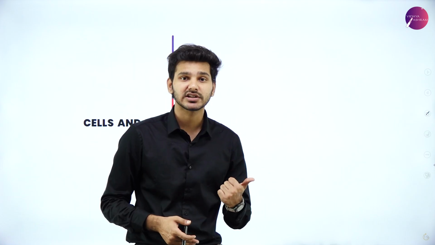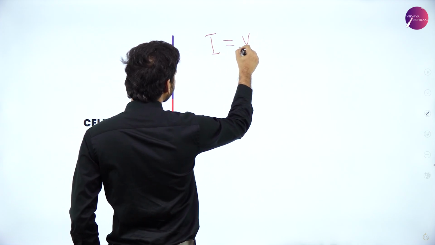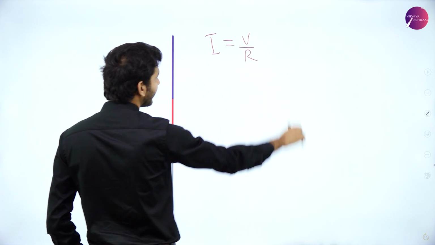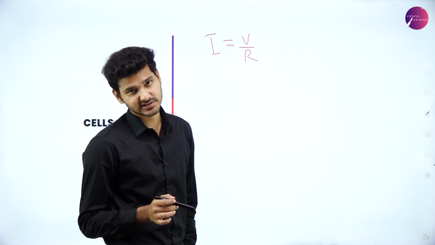Now how are these quantities related? The relationship between internal resistance, terminal voltage, and EMF of a cell is being explained right now. We know from Ohm's law that I is equal to V by R. V is nothing but the voltage in the circuit and R is the resistance.